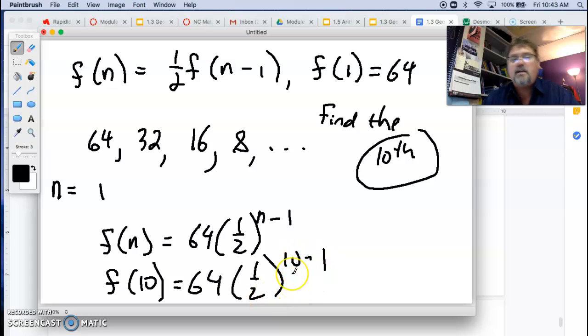n minus 1, which is 9. Anyway, you could put that in your calculator and compute it. That wasn't the question, however. I know I went off on a tangent there. We're asked to find the first 4 terms, but they can also give you a recursive form and ask you for the 10th term or something like that. And you don't have to do it iteratively. Just find the first couple of terms.